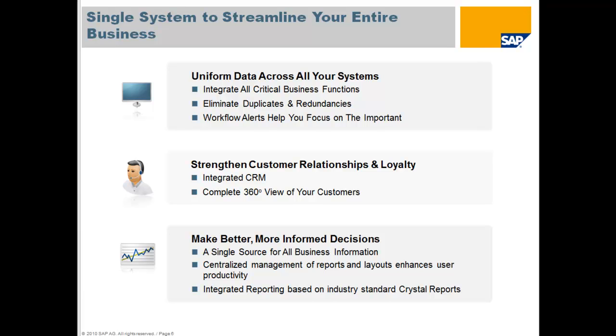SAP Business One's also going to give you the ability, through the customer relationship management and service functionality, to strengthen your customer relationships and loyalty. How is it going to do that? Well, because you've got that integrated CRM, it's going to give you a complete 360-degree view of your entire business. And it's going to make it easier for you to give your customers answers to the questions that they're asking as soon as they're asking them, to anticipate what your customer needs are, and again, as I said, to respond quickly to those customer needs.